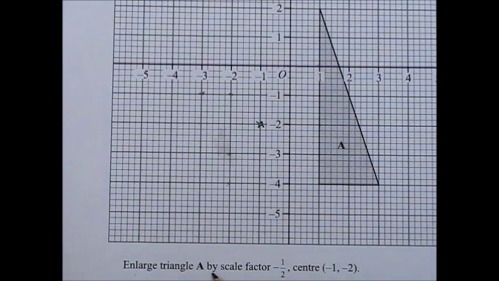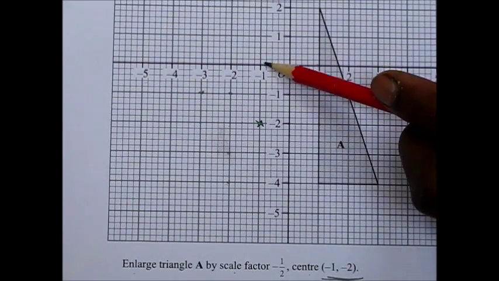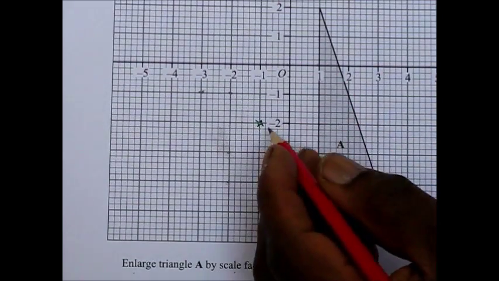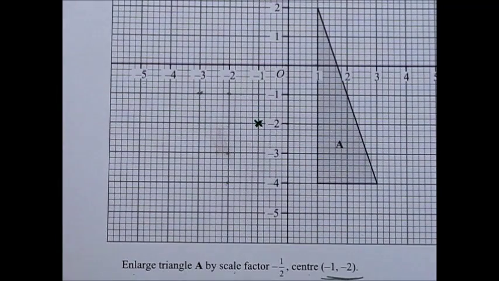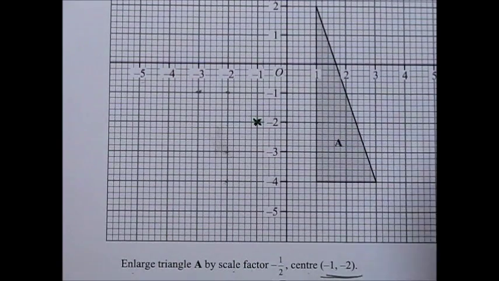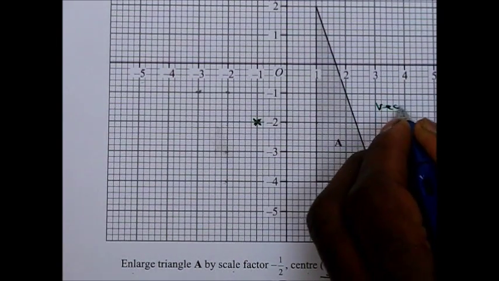Enlarge triangle A by scale factor -1/2, underline that, centre -1, -2. This is quite a tricky question to do. So what we're going to do first is to identify where the centre of enlargement is, which is -1, -2. I'll put a cross there, you can see, done that before. That's quite key. What we're now going to do is to use what we call vector translations.